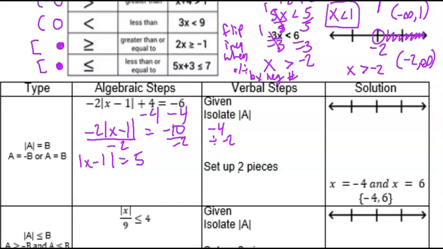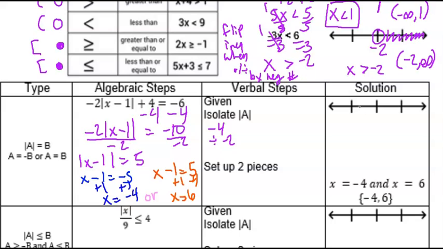And then you will set up your two pieces and solve them. So x minus 1 equals negative 5 for your negative piece, and then for your positive piece we have x minus 1 equals positive 5. Solve for each piece. Add 1. So x equals negative 4, or add 1, x equals 6. There's no extraneous solutions to check for, so those are both real solutions.